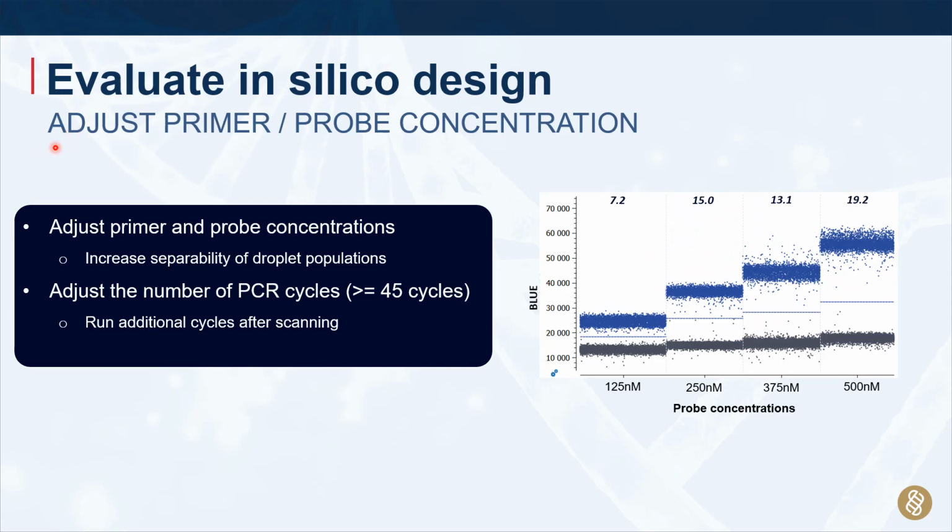You can always also adjust the primer and probe concentrations as you play around with the optimization of your primers and probes. You can see here a few examples of primer concentrations at 125 nanomolar, 250 nanomolar, 375, and 500. As the concentration increases, you can see the separability between the positive and negative cluster of droplets actually increase. Therefore, higher concentrations of the probe in this case resulted in better separation of the specific assay. You alternatively could also look at increasing the number of PCR cycles as another method for increasing the separation between the positive and negative droplets.